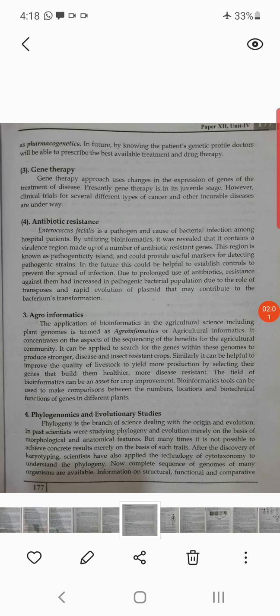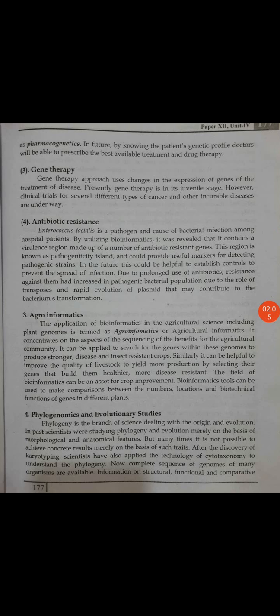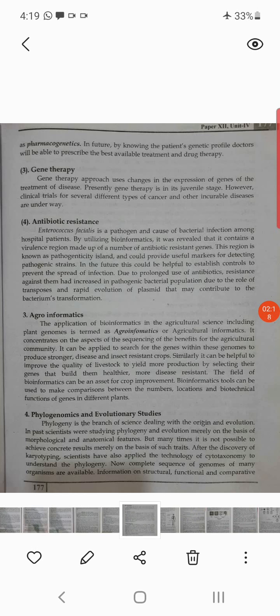Then phylogenomics and evolutionary studies. Phylogeny is the branch of science dealing with origin and evolution, and in the past we were studying phylogeny and evolution merely on the basis of morphological and anatomical features. But here, if we know the genome sequence, by studying the karyotype, we can know how these phylogenetic and evolutionary studies are carried out, how evolution is taking place. So this is evolution at the gene, basic level.